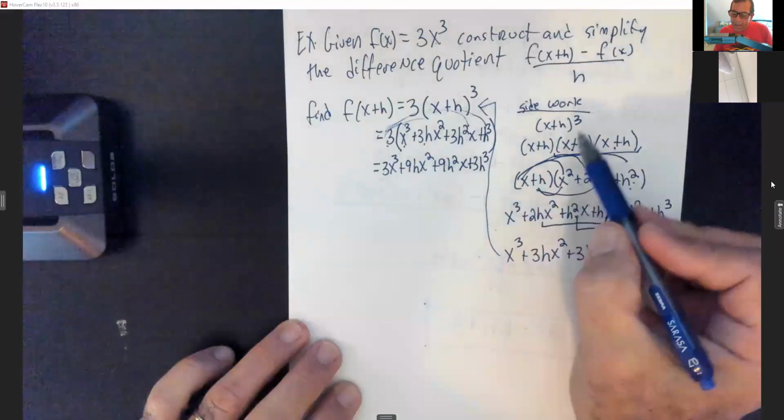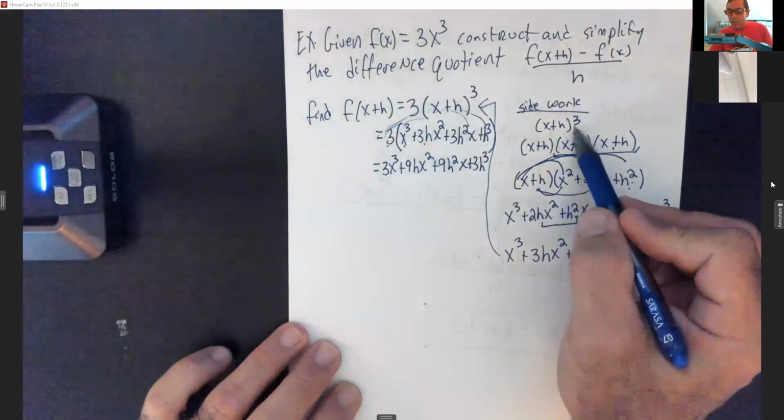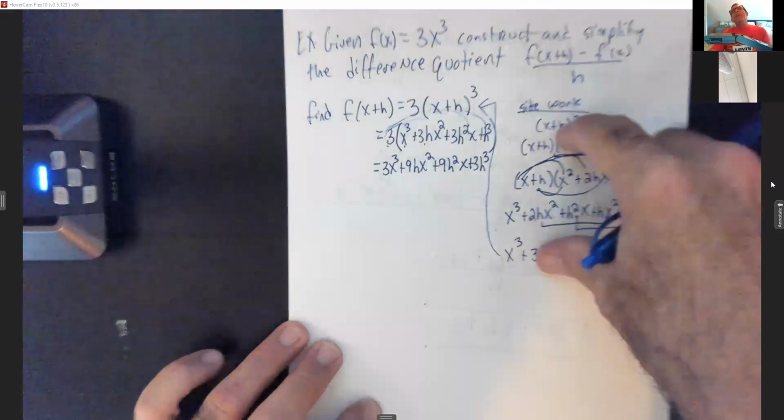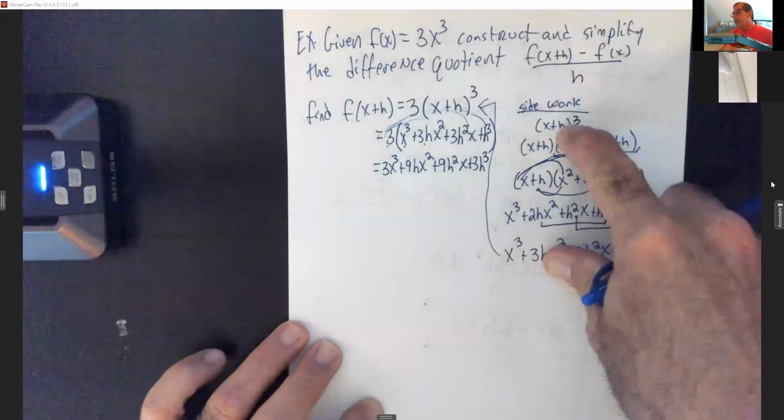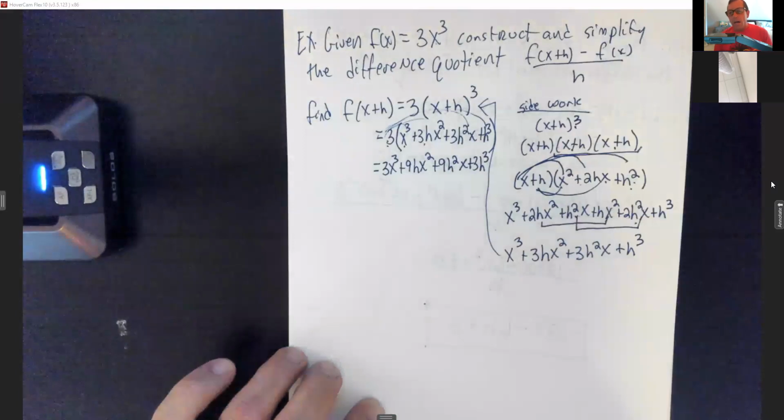So you don't like it when you've got 3's out here and high exponents, but y'all get good at FOILing because I think in section 8.3 or 8.4 later, we do a lot of FOILing, okay?